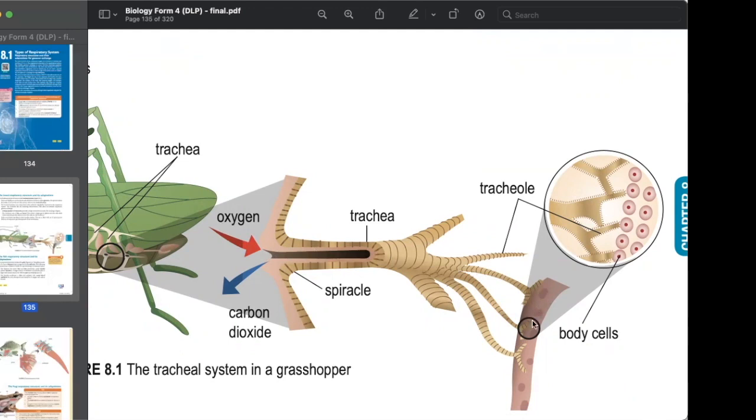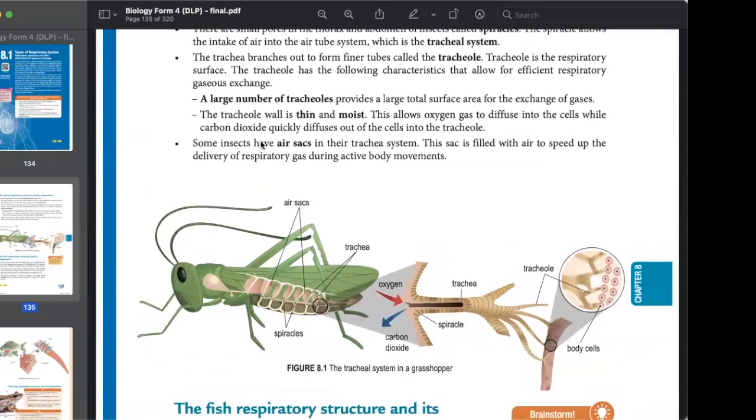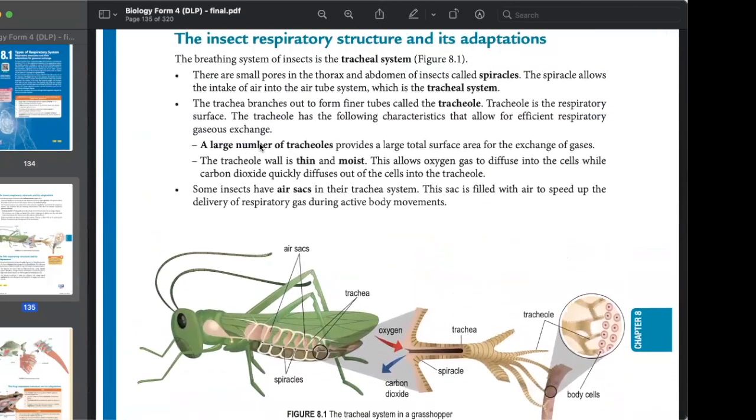So the body cell will produce carbon dioxide, and the carbon dioxide will go first to the tracheole, and then the trachea, and then the spiracle, and then to the atmosphere. So this is how it works. Okay, so let's study a little bit of the structure.